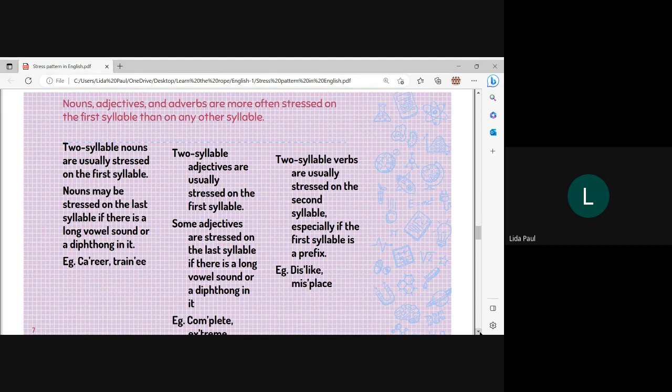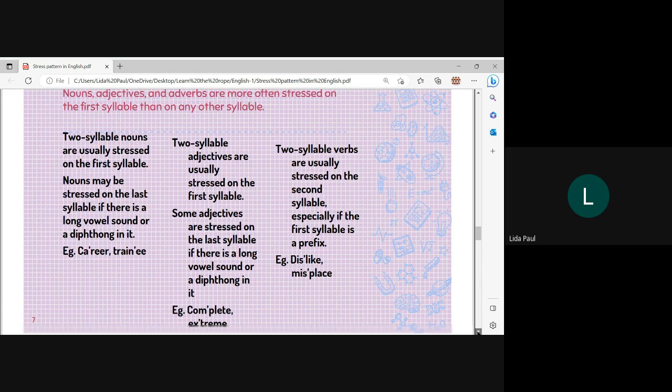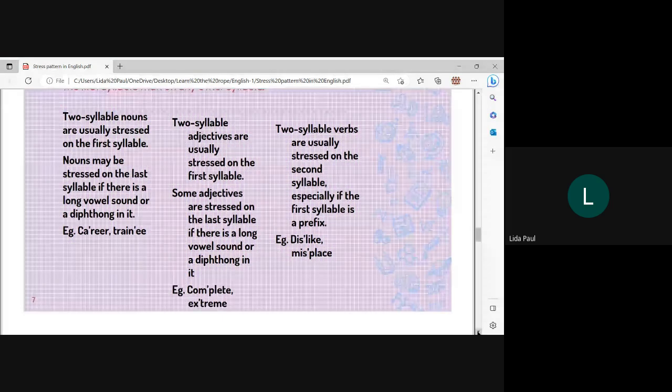Now about adjectives, right? The same thing applies in the case of adjectives also. Some adjectives are stressed on the last syllable if there is a long vowel sound or diphthong in it. The examples you have here are complete, extreme, right? Usually what is the rule? The rule is to stress it on the first syllable. But in case you have a diphthong or a long vowel sound like you saw in the case of nouns, the stress is always marked on the syllable containing the long vowel or the diphthong sound.